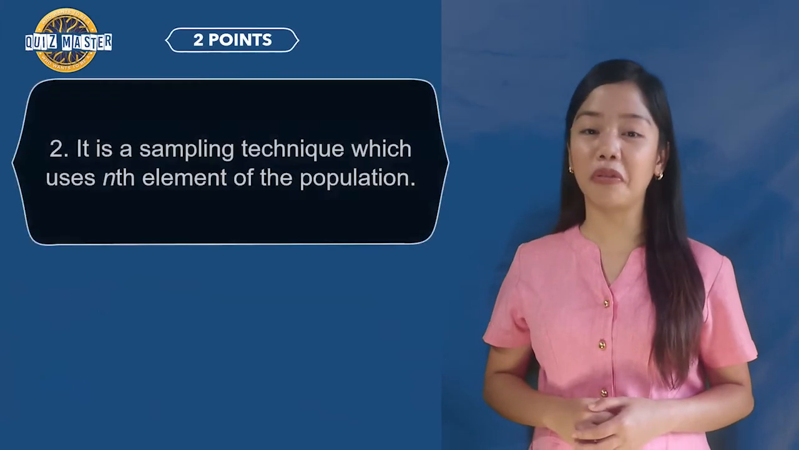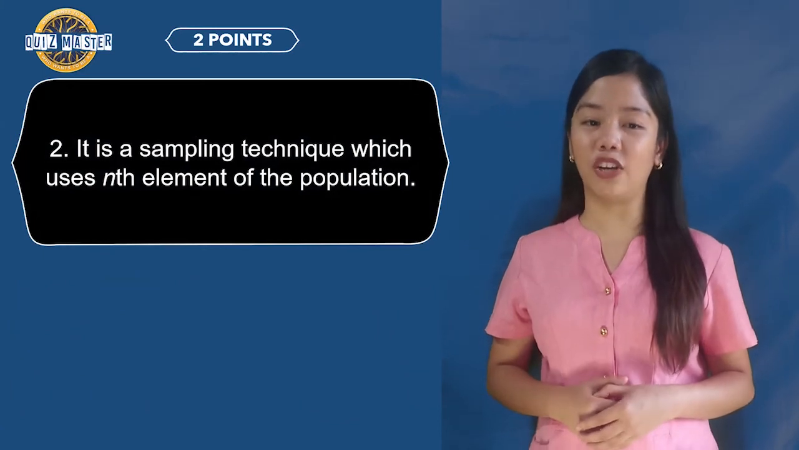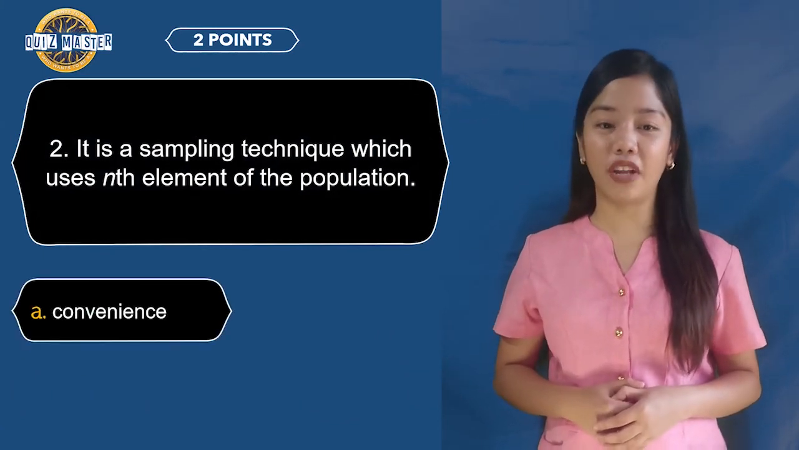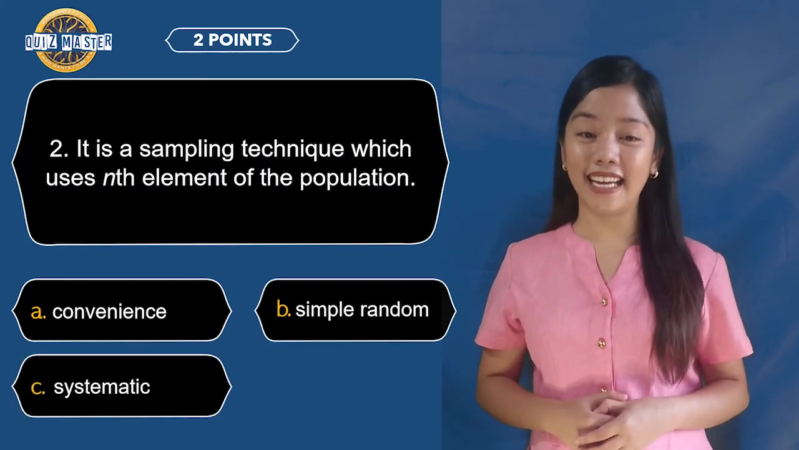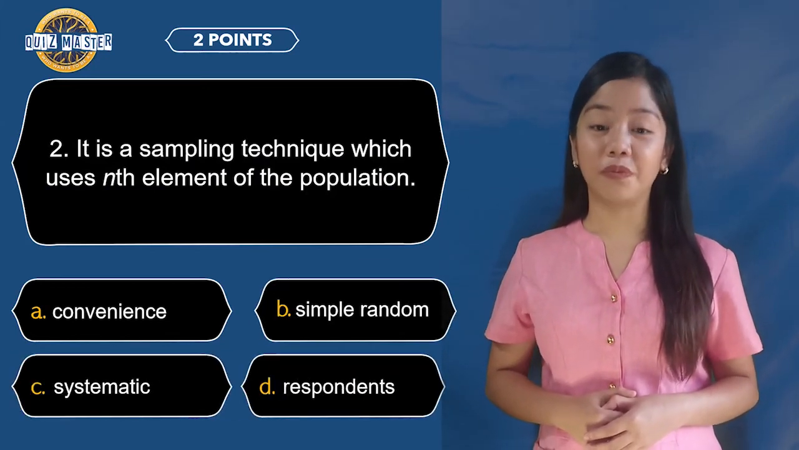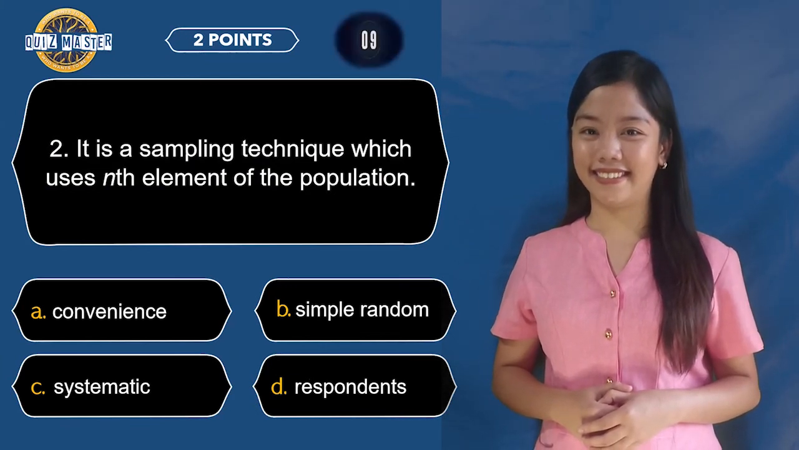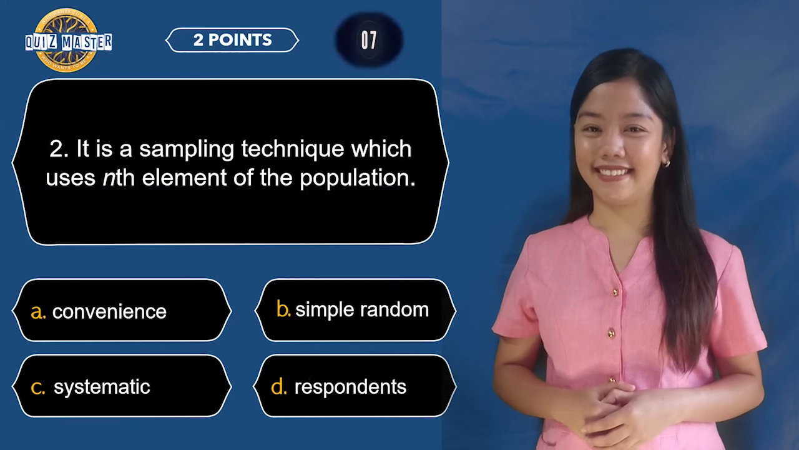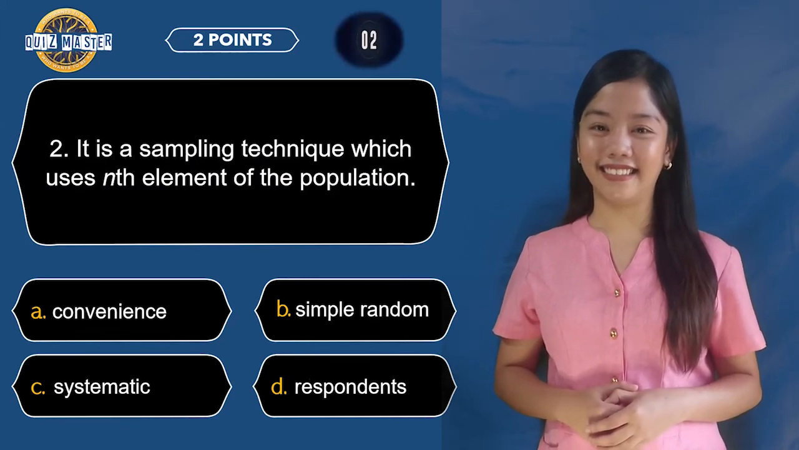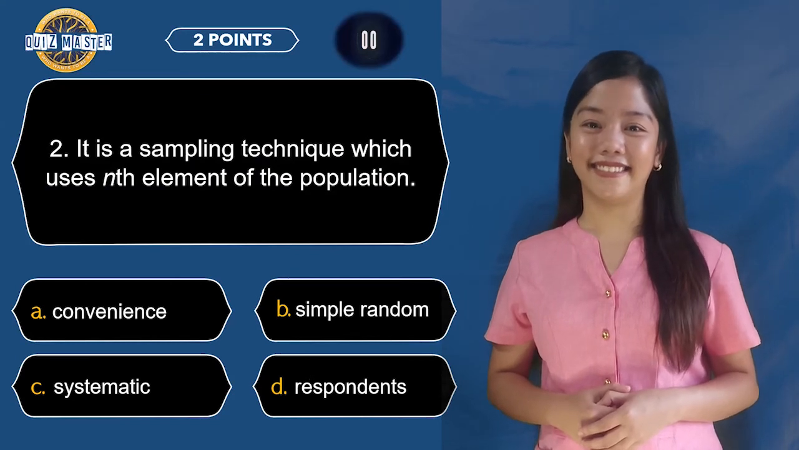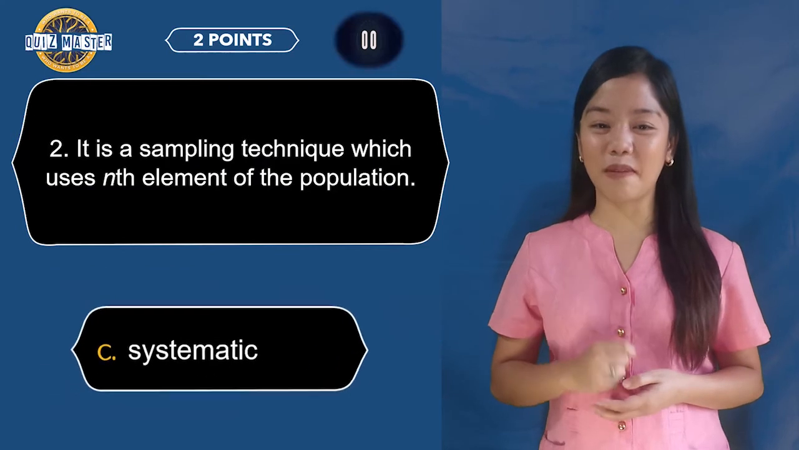For our question number 2 for 2 points. It is a sampling technique which uses the nth element of the population. A. Convenience. B. Simple random. C. Systematic. D. Respondents. Correct, it's systematic.